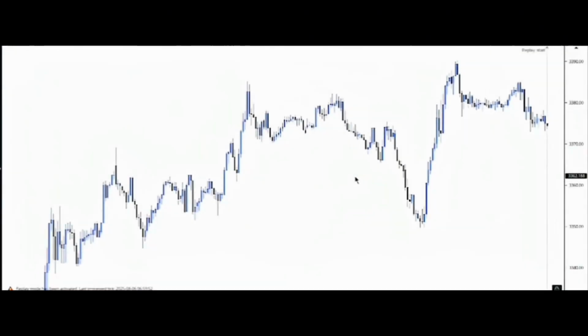This video, I'm pretty much sure, is going to be the last video that you will ever need to be able to take high probability lower time frame entries using higher time frame perspectives. I've received tons of requests for me to make a video on how to precisely get a lower time frame confirmation entry, and this is what this video is all about.